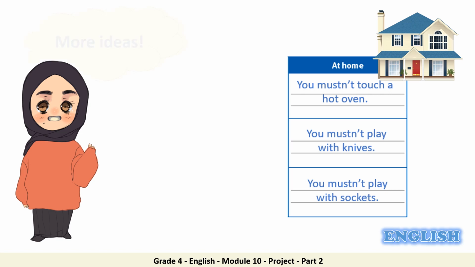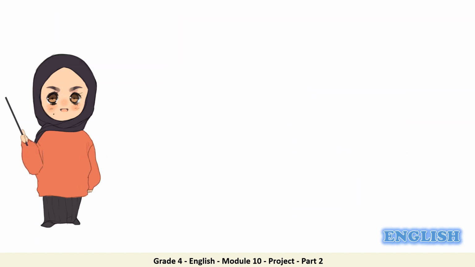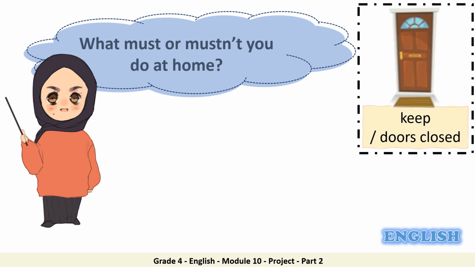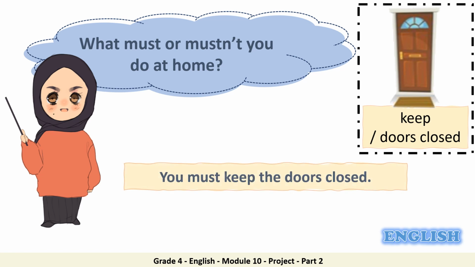And now it's time to give more ideas about rules at home. Now read the question with me. What must or mustn't you do at home? Look at the picture. This is the main door of the house, and it's written, keep doors closed. So the answer would be, you must keep the doors closed. Good job, grade 4.